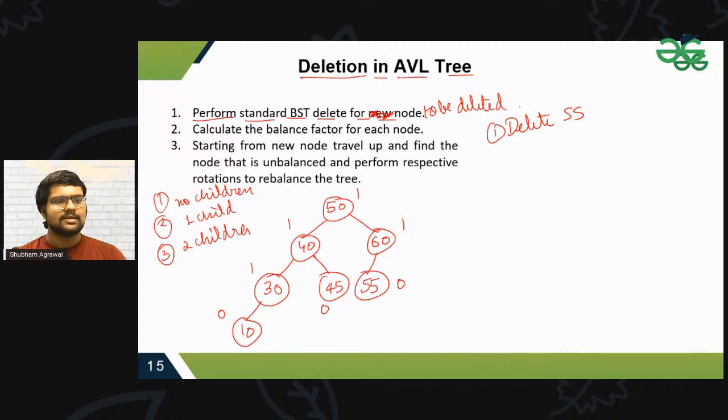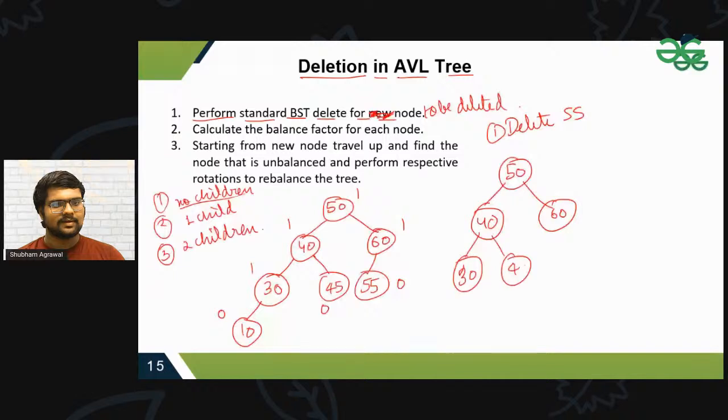For the node which has no children, we just have to delete that node. So 55 will be deleted, and the tree will be 50, 40, 60, and 30, and then 45, and then 10. Okay, and now we have deleted 55.